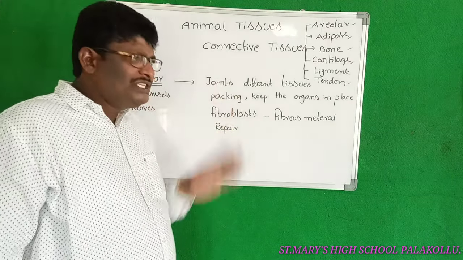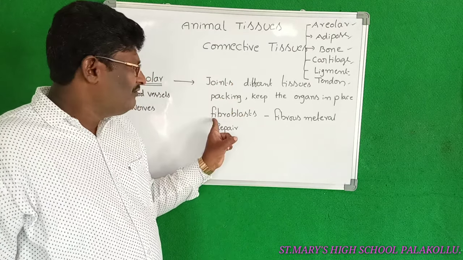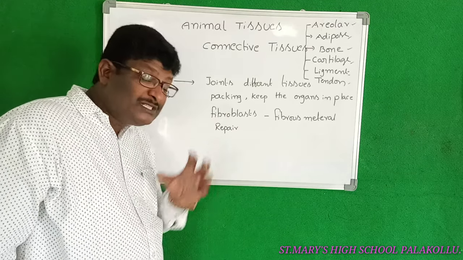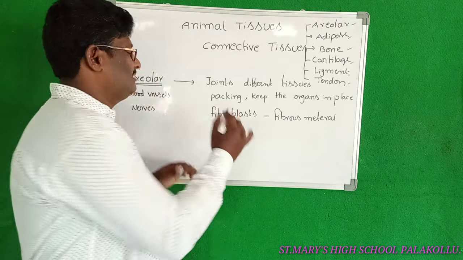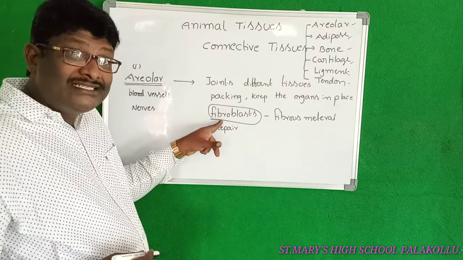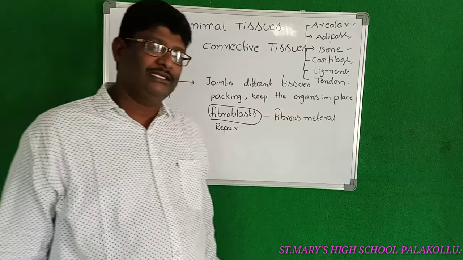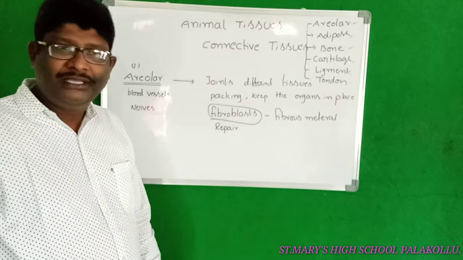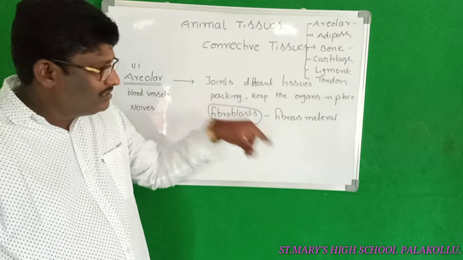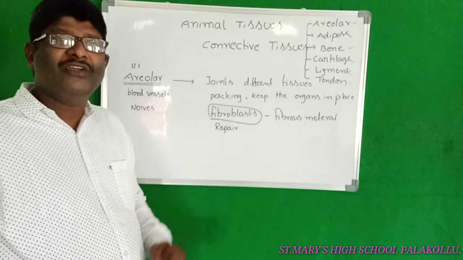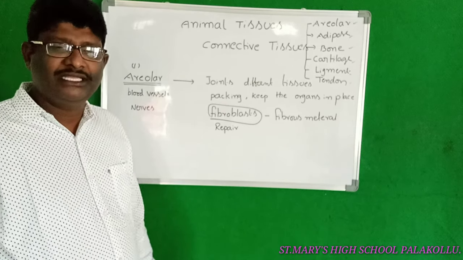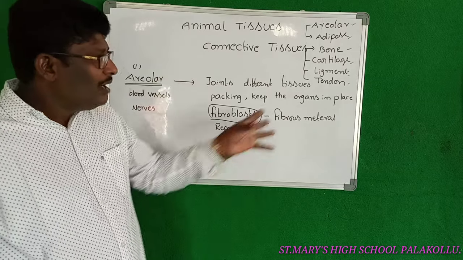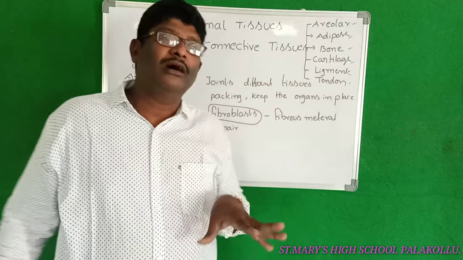Next, actually in this areolar tissue there are some special cells. They are called fibroblasts. What is that? Fibroblast. These fibroblasts secrete the fibrous material. Fibrous means thread-like material. So the fibrous material is secreted by these fibroblast cells, which are located in the areolar tissue. Because of this material, the organs are bound in a specific area inside our body.